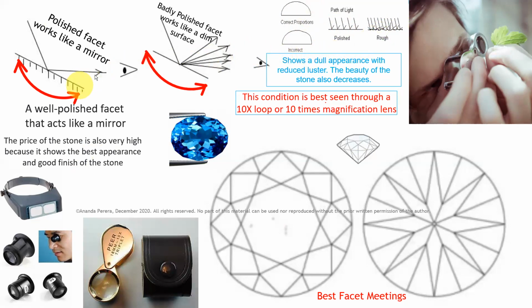Then facet polishing is very important thing. Shows a dull appearance with reduced luster. The beauty of the stone also decreases. This condition is best seen through a 10x loupe or 10 times magnification lens. So look at here in this.